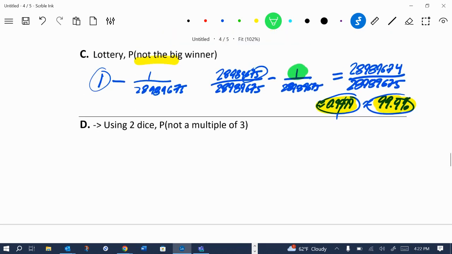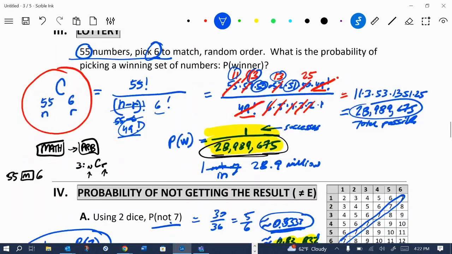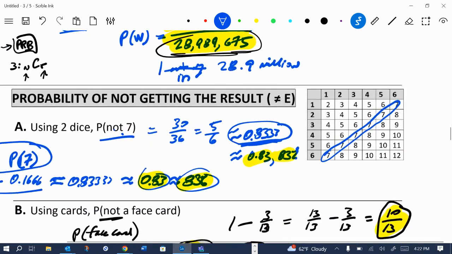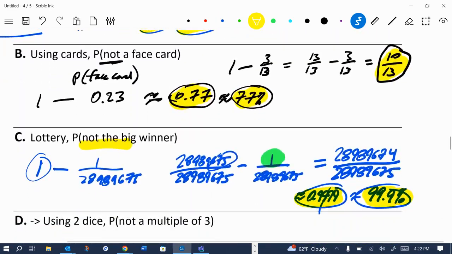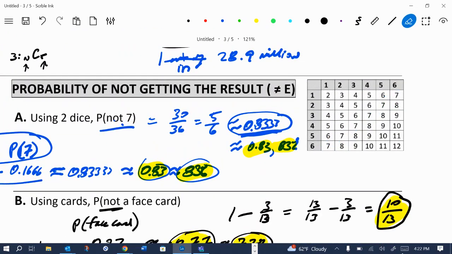Now, using 2 die, let's find the probability that we don't get a multiple of 3. Oh, now that's interesting. That means we don't get a multiple of 3, so we can't use 3s, can't use 6s, can't use 9s, can't use 12s. So let's go back up to that chart and look. Here is this chart here. So we don't want to use 3, 6, 9, 12. We don't want to use 3s or 6s or 9s or 12s.